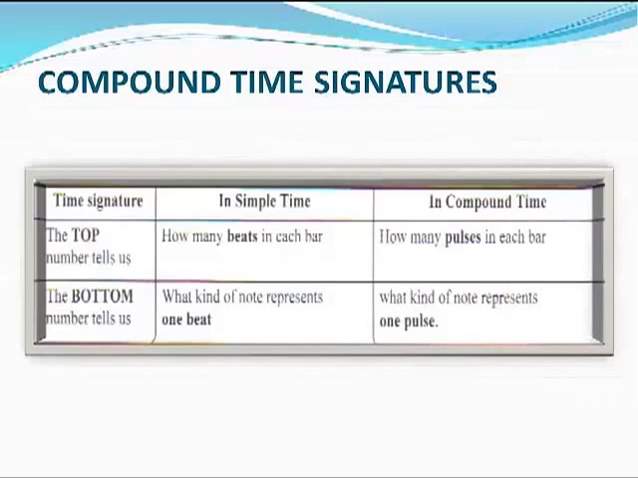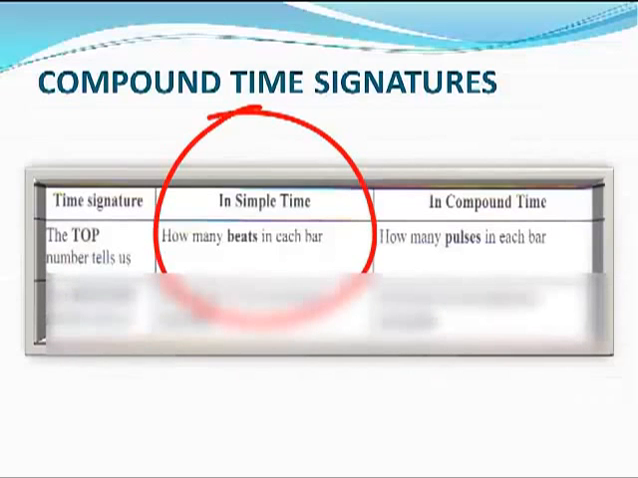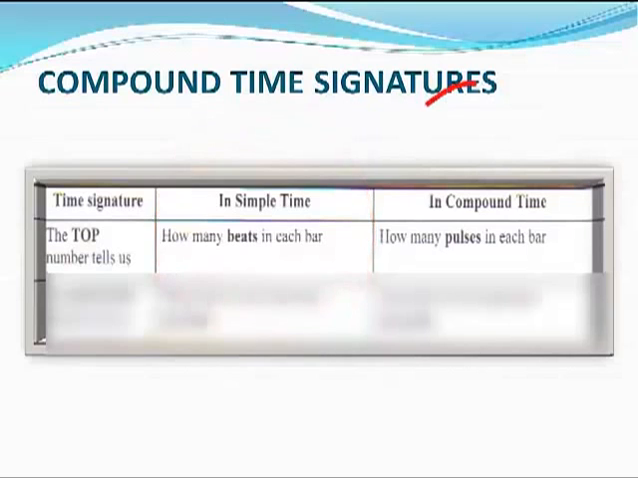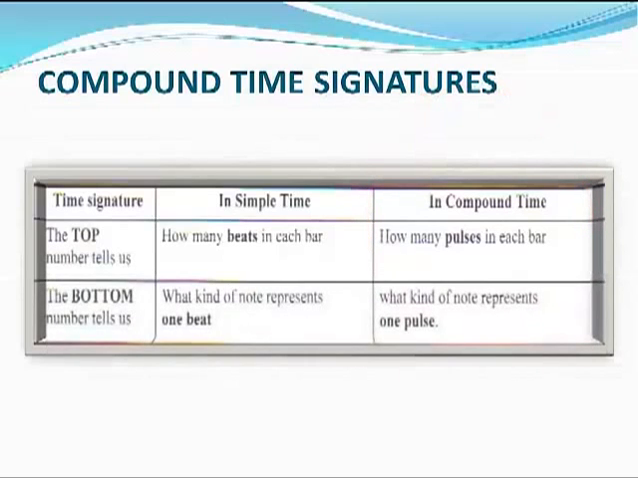Let's review how our compound and simple time signatures are written. In simple time, the top number always tells us how many beats are in each measure. In compound time, it's telling us the number of pulses in each measure. We must always be aware that our unit beat is found by grouping our pulses in 3 when we're in compound time. When you do this, you'll discover that whether you're in simple or compound time, you'll always have the same number of beats in each measure.